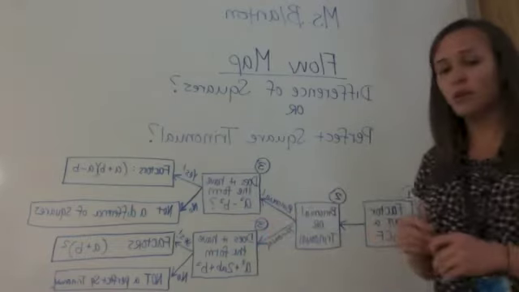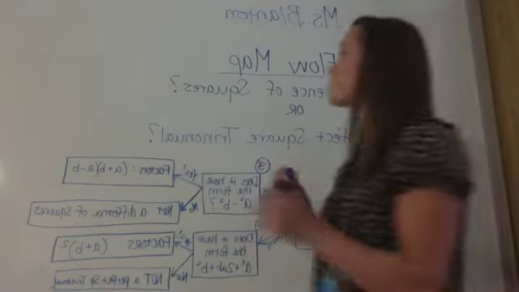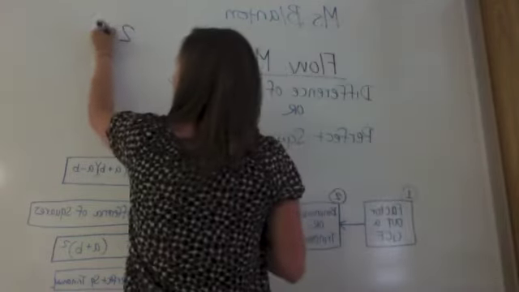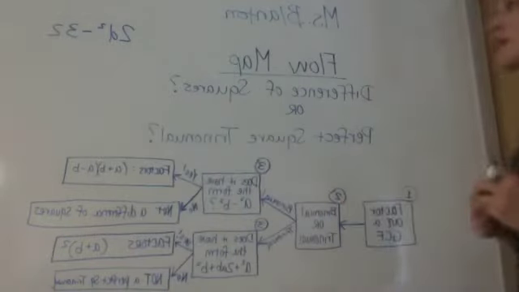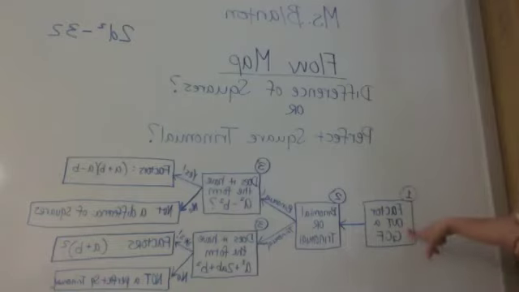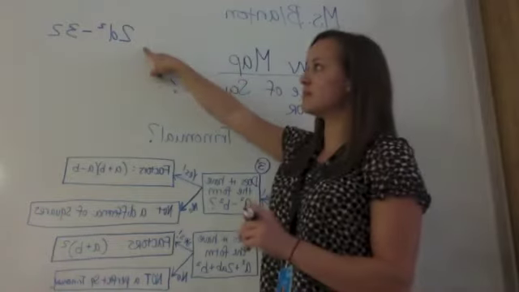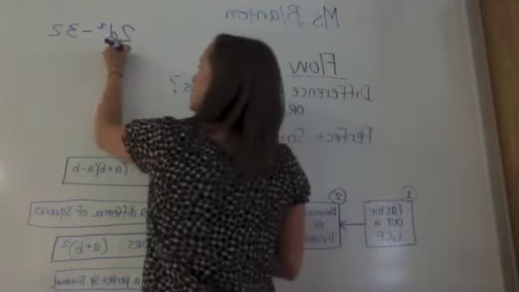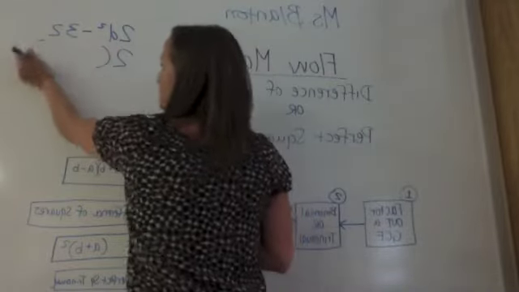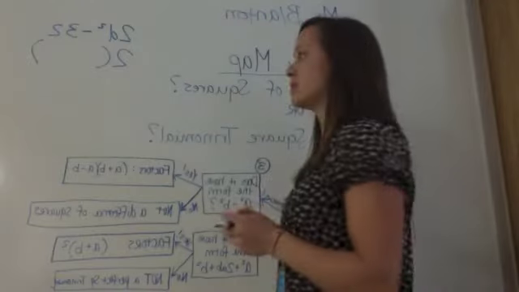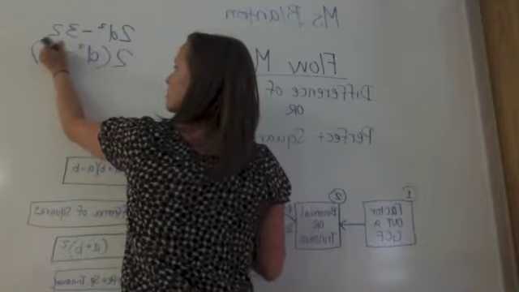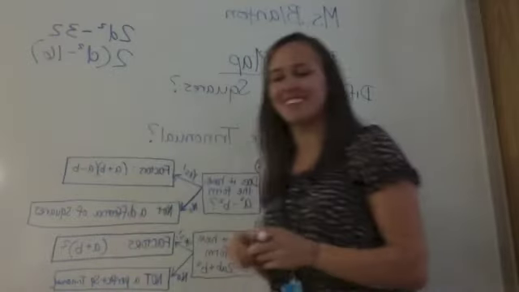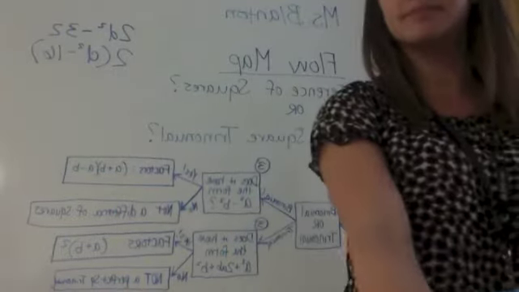All right, so let's say we're working with 2d squared minus 32. What's step 1? Factor out the GCF. Do we have a GCF? Yes, ma'am. It's 2. So if we factor out the GCF, that means we're dividing everything by the GCF, which was 2. So what's left? D squared minus 16. Nice.